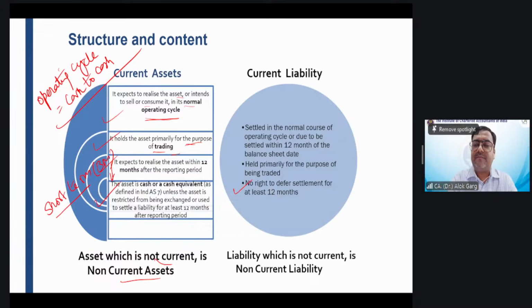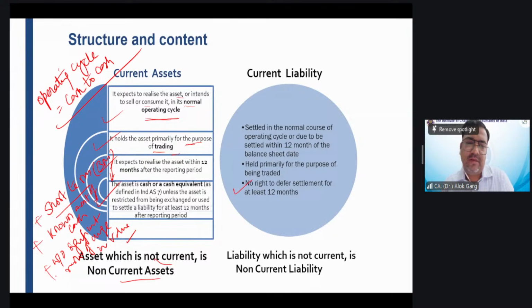A short-term asset which can be converted into a known amount of cash, a determined amount of cash, without significant risk of change in value. Short-term asset, okay, which can be converted into a known amount of cash without significant risk of change in value.